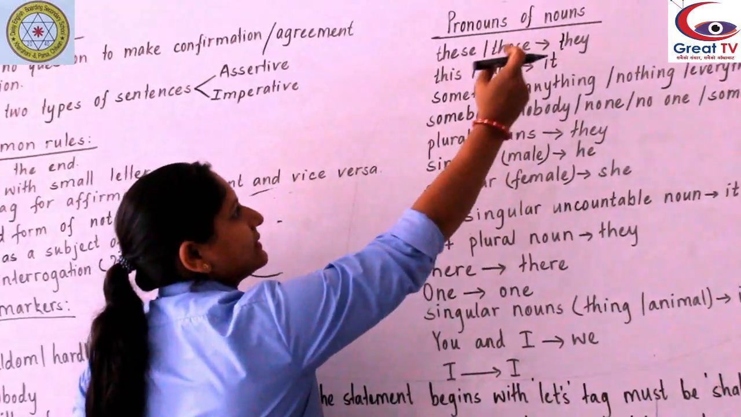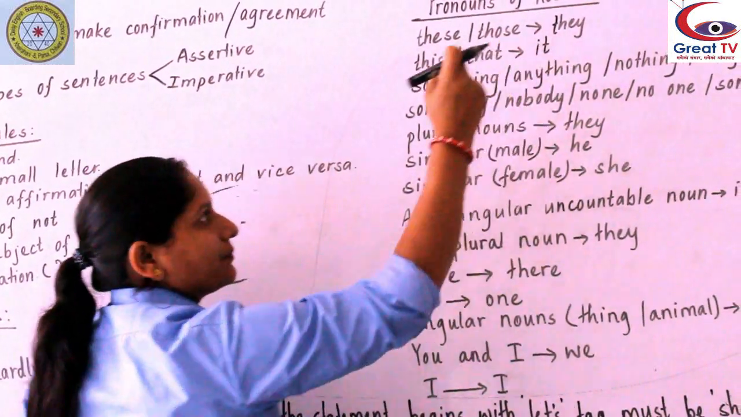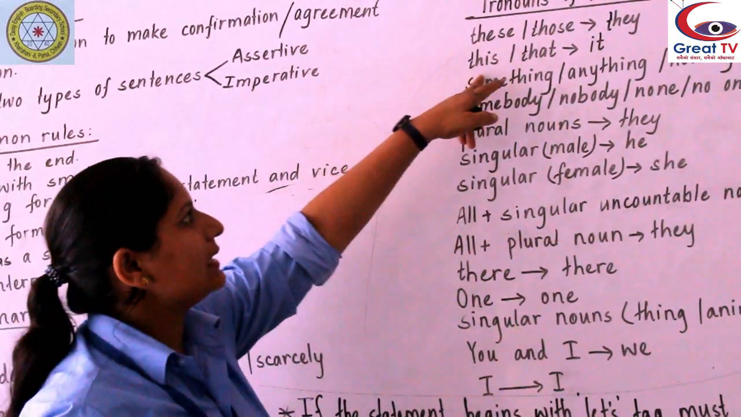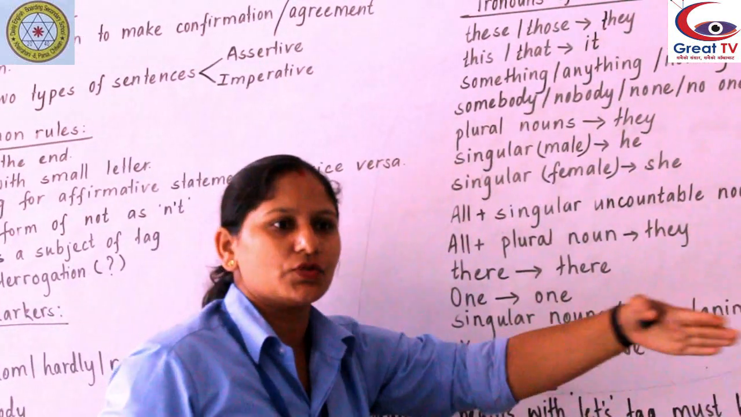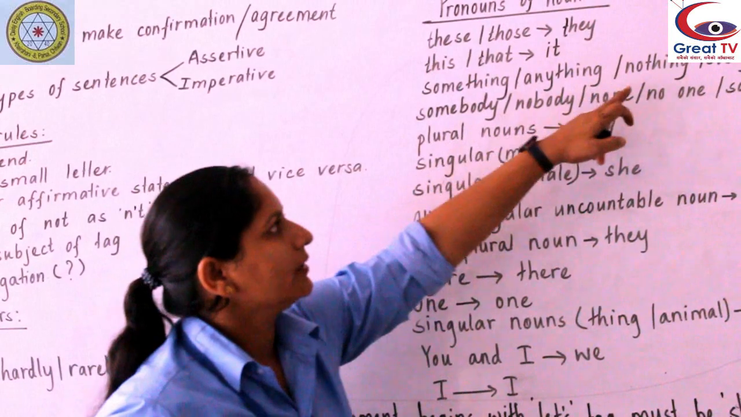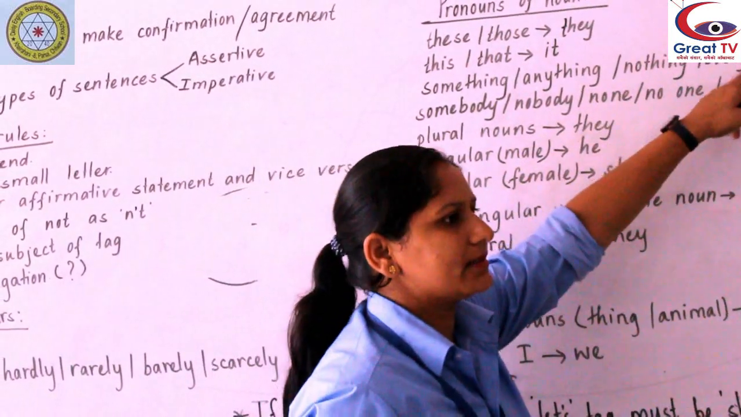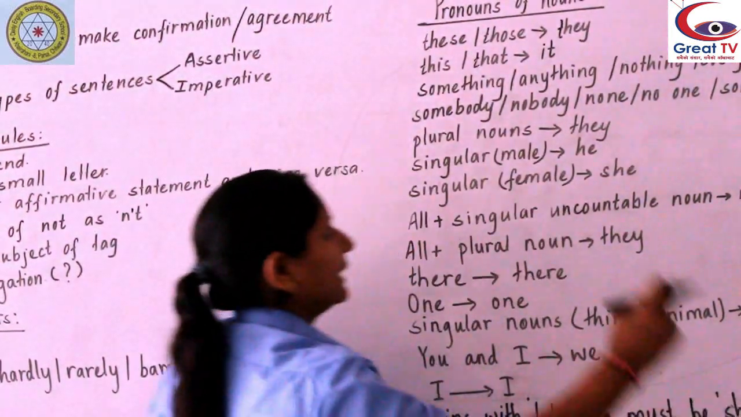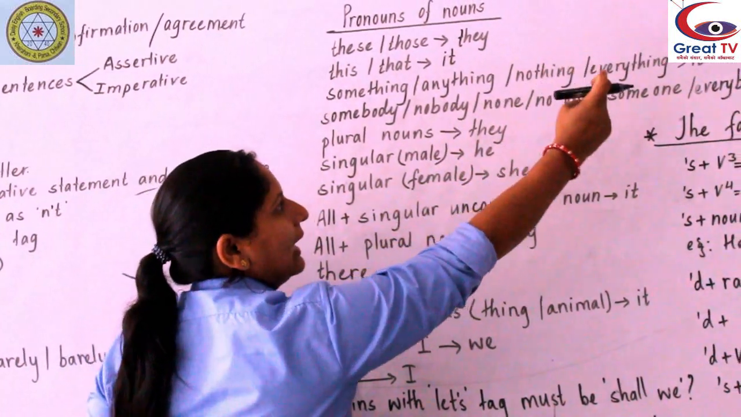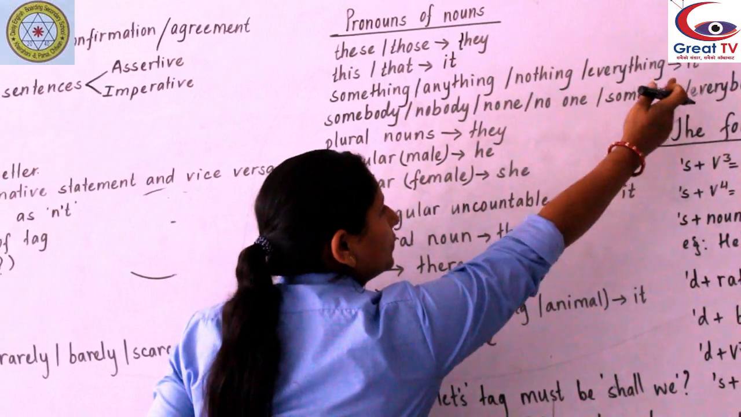This and that change into it. If the subject or the noun is this or that, it changes into it. Something, anything, nothing and everything change to it.